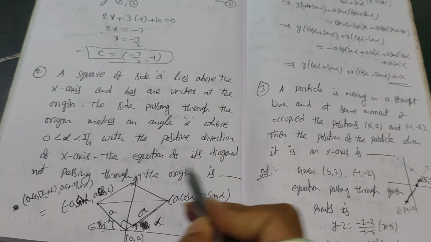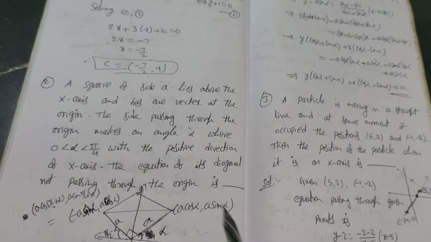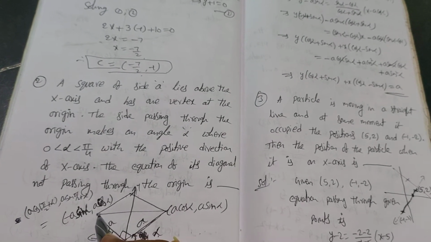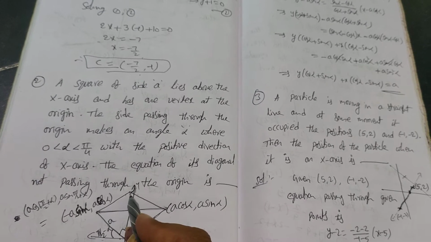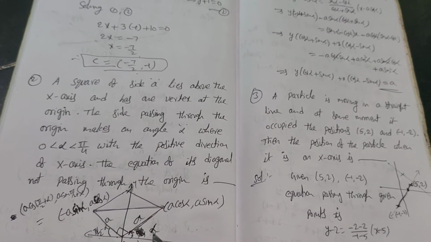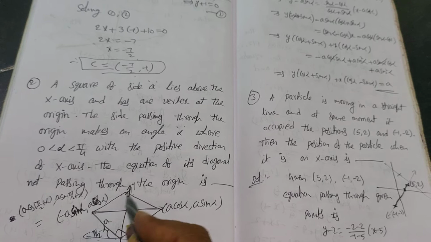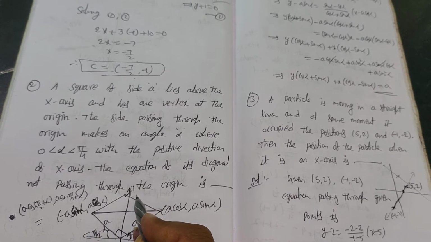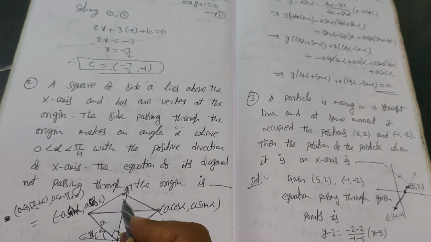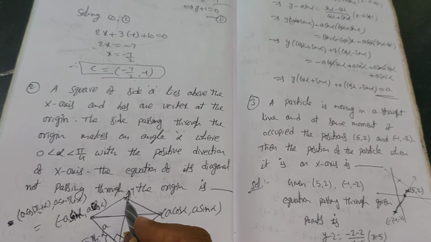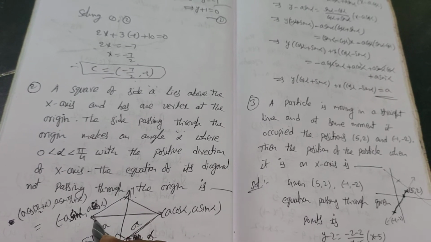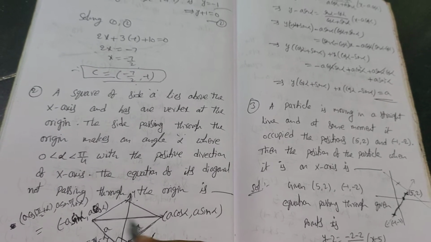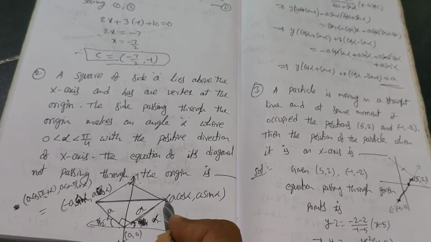Then the equation of its diagonal not passing through the origin. So this is one of the diagonals, and actually, since it is less than pi by 4, it should be to the right side of the y-axis, but it is a rough diagram only, so no problem. So this is one of the diagonals, and this is one more diagonal. So he is asking to find out the diagonal of this one.